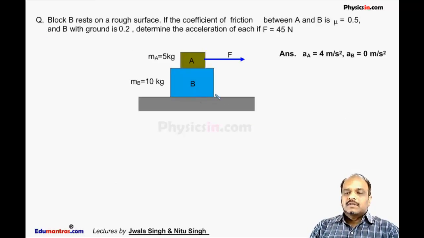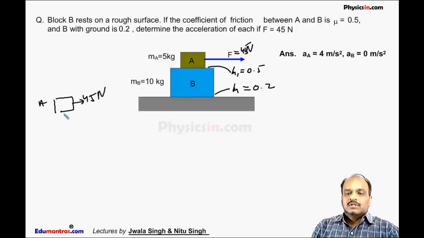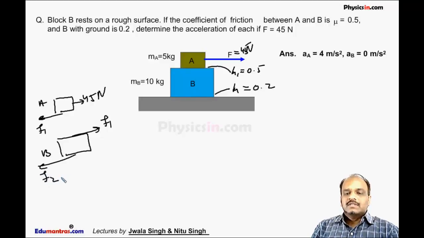Now if the ground is rough having coefficient of friction as 0.2, here the coefficient of friction is 0.5. If the applied force is 45 Newton, then we have to calculate what is the acceleration of B. So we'll solve it like this. Let this be block A. The force here is 45 Newton. The friction here is F1, and on block B the friction will act as F1 and this friction is in backward direction, that is F2.